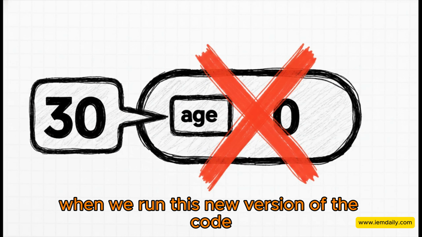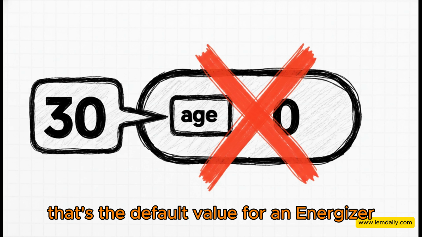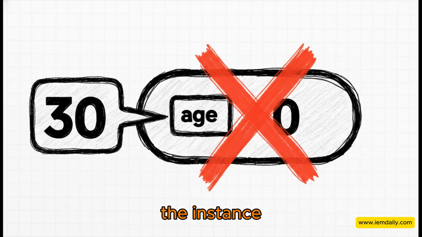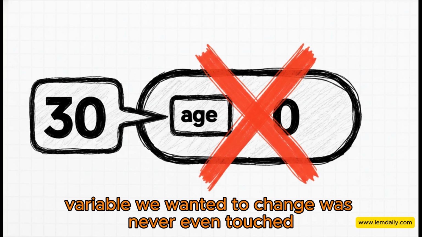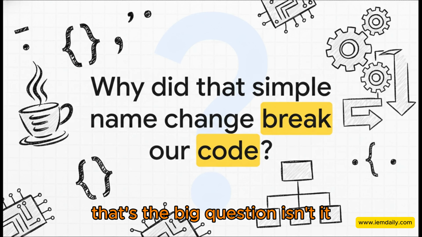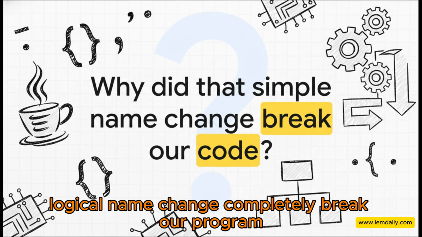And here's the proof. When we run this new version of the code, the object's age is still 0. That's the default value for an integer. The number 30 that we passed in, it's like it just vanished. The instance variable we wanted to change was never even touched. So why? That's the big question, isn't it? Why did that simple, logical name change completely break our program?